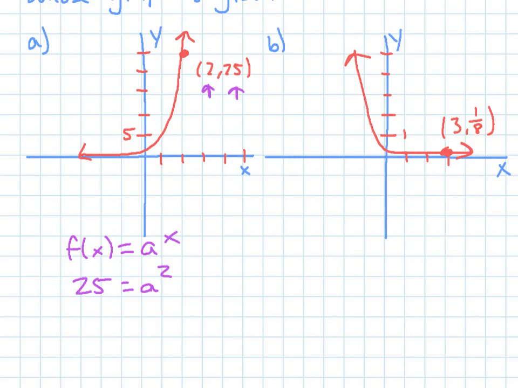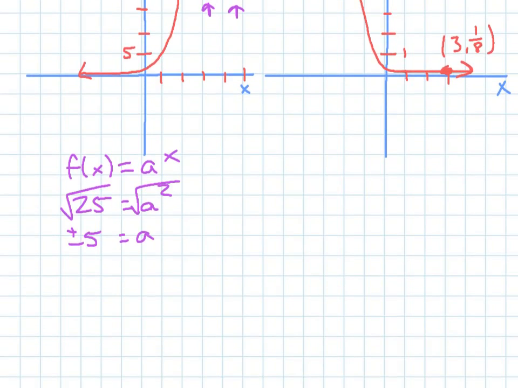Using my square root, square rooting anything gets you plus or minus, but remember, go back to your functions. Can a be negative? Nope. So we take out the negative 5, so a must be 5. So our function equation should be 5 to the x power.